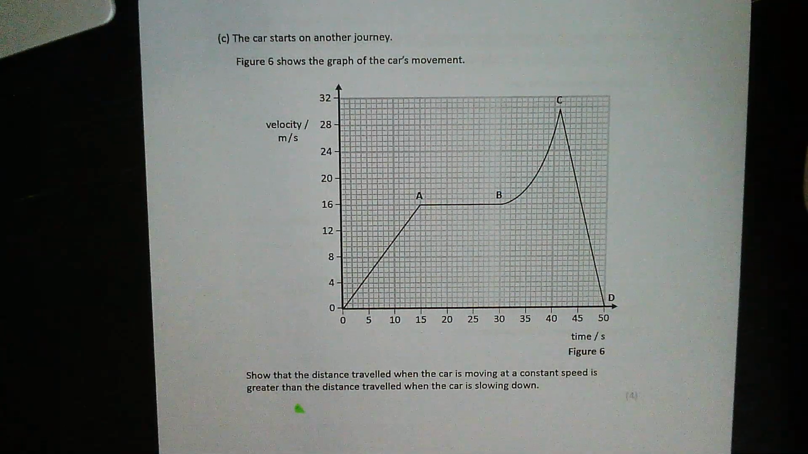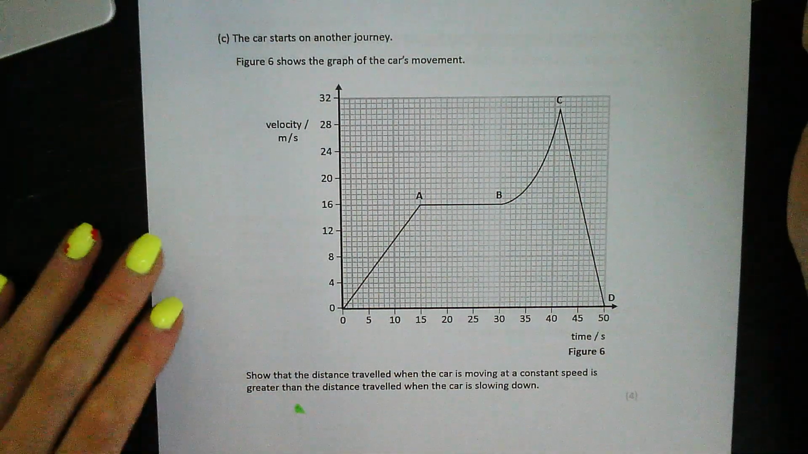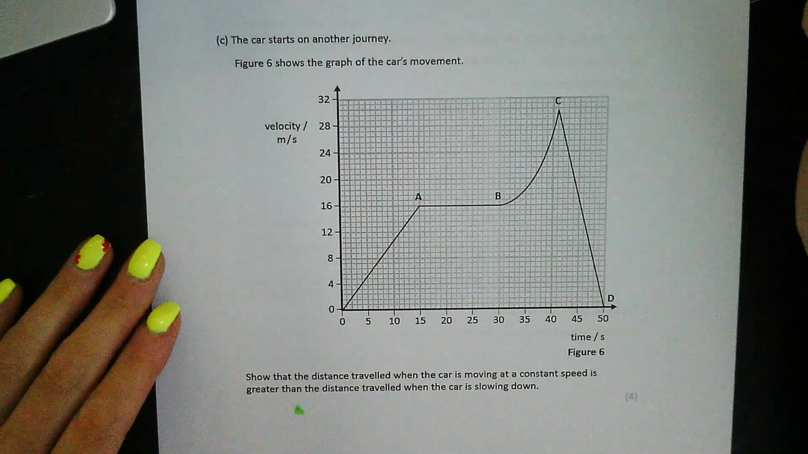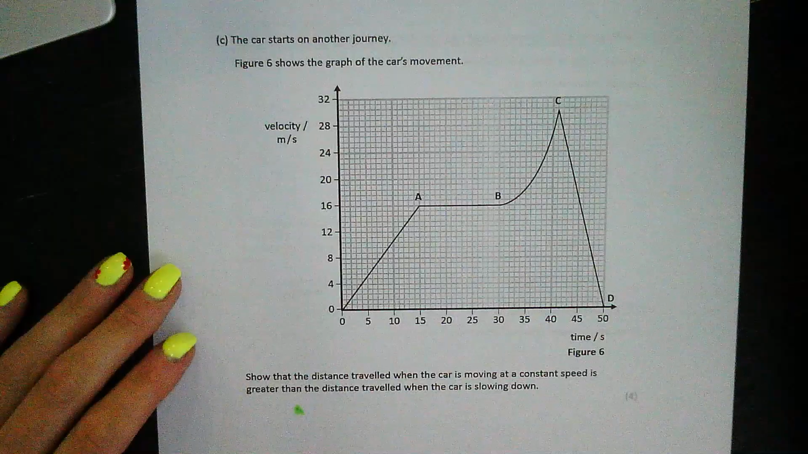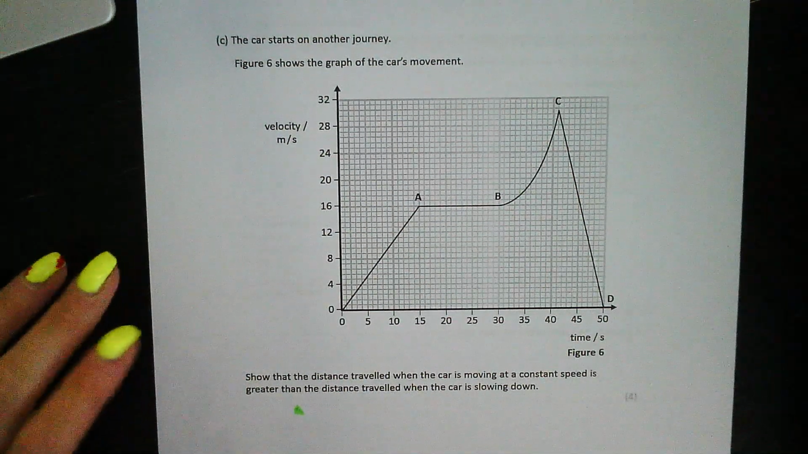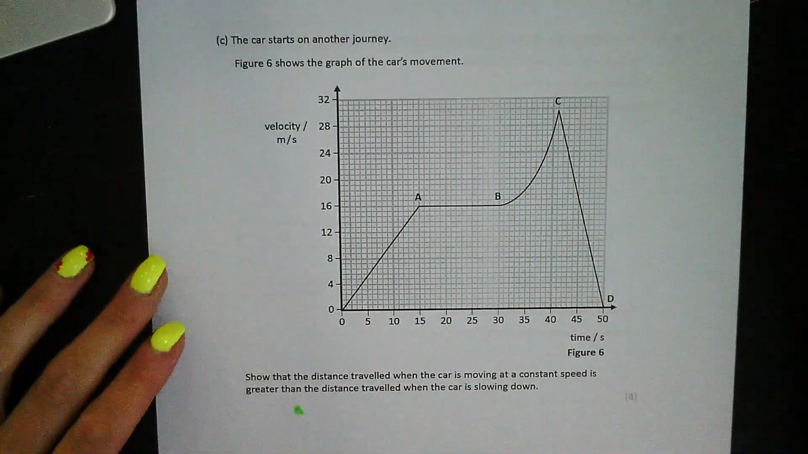So let's take a look. It says a car starts a journey. Figure 6 shows the graph of the car's movements. Show that the distance travelled when the car is moving at a constant speed is greater than the distance travelled when the car is slowing down.